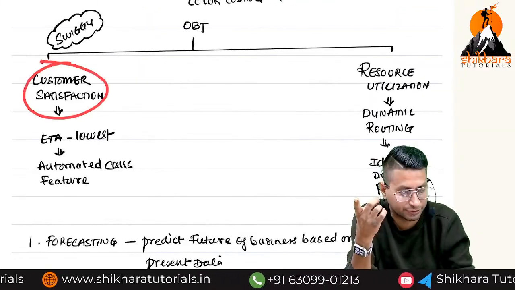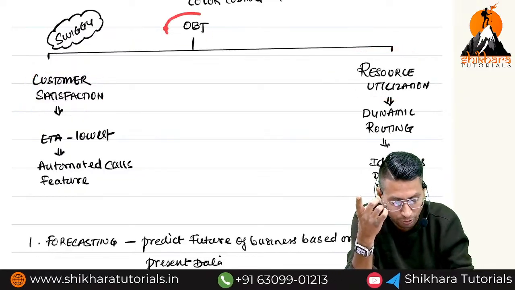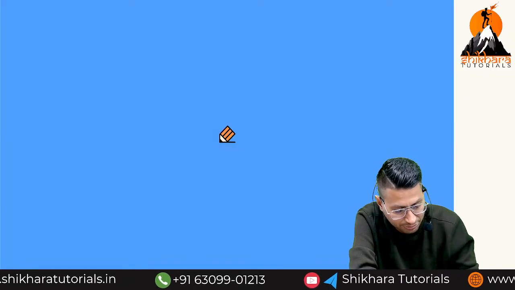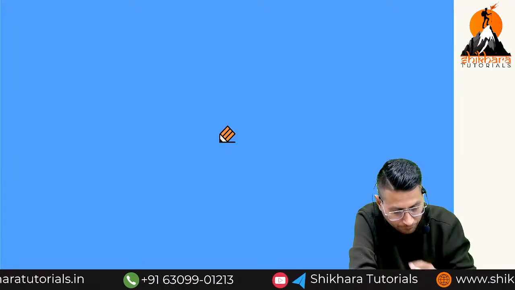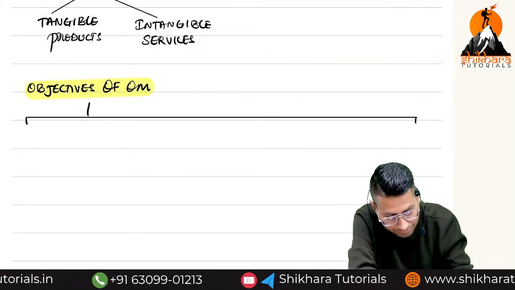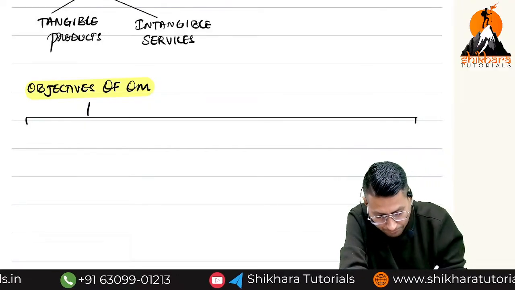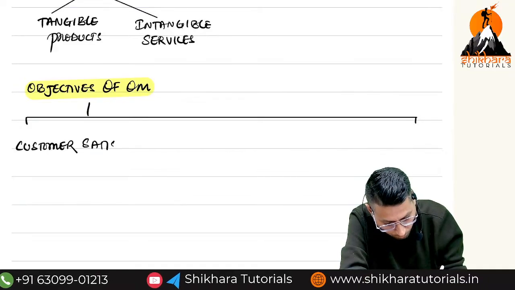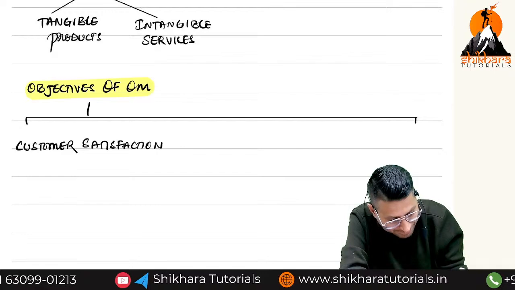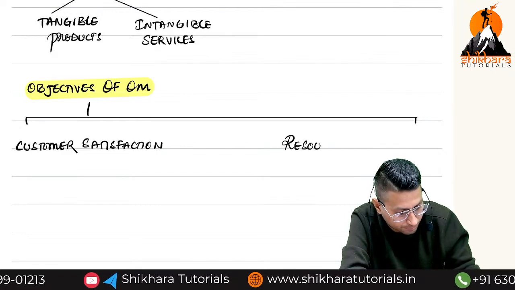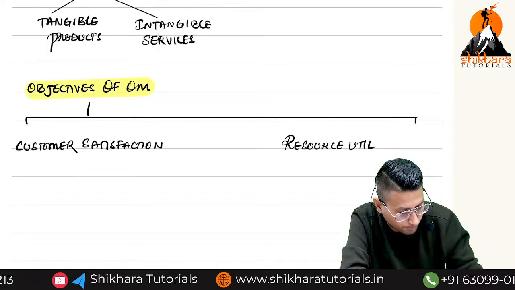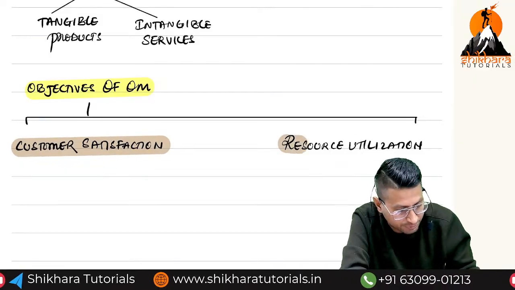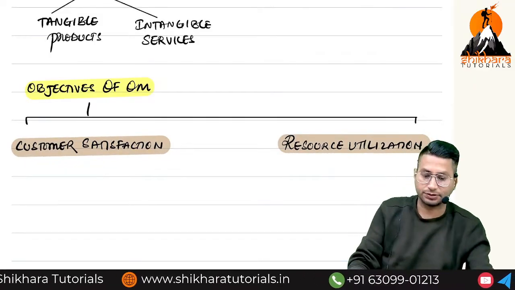Customer satisfaction and then resource utilization. These are what? Objectives of operations management. So how many objectives does operations management have? Can you tell what they are? Customer satisfaction and resource utilization. Clear? One is customer satisfaction, and the second one is resource utilization.